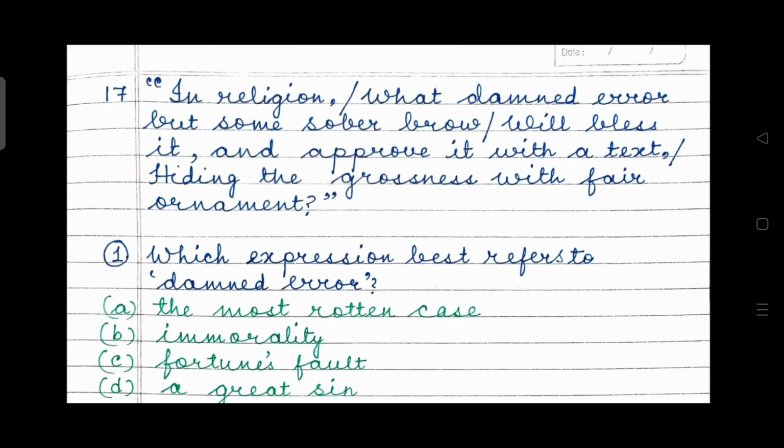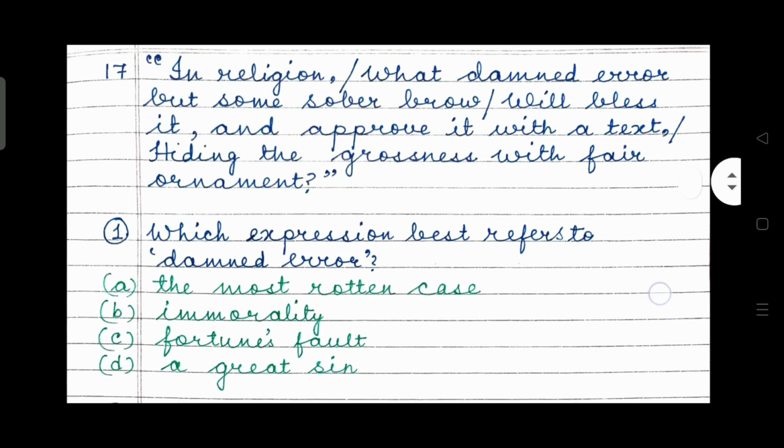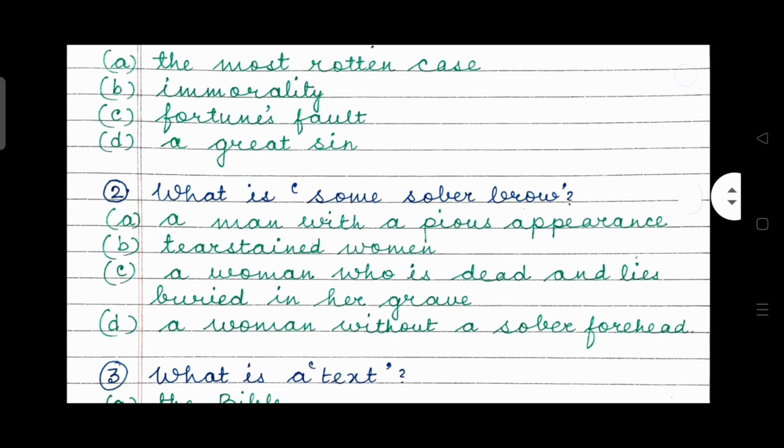17. "In religion, what damned error, but some sober brow will bless it and approve it with a text, hiding the grossness with fair ornament." Question 1. Which expression best refers to damned error? The most rotten case, immorality, fortune's fault, a great sin. Damned error means a great sin. Option D. What is some sober brow? A man with a pious appearance, tear-stained women, a woman who is dead and lies buried in her grave, a woman without a sober forehead. It's option A, a man with a pious appearance.